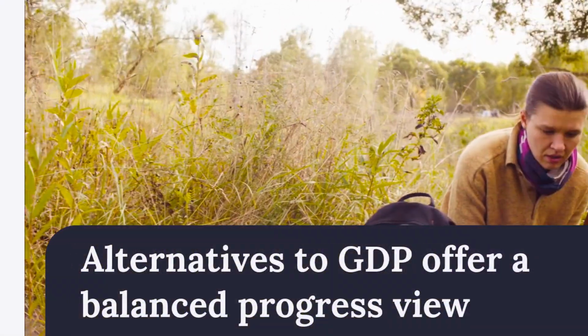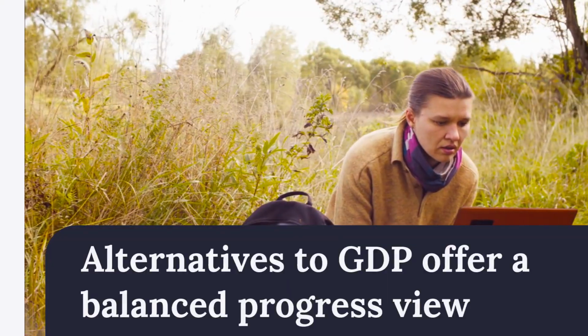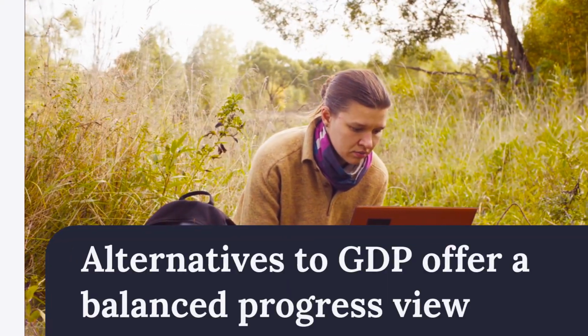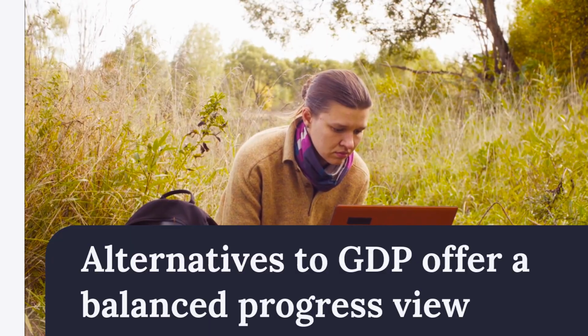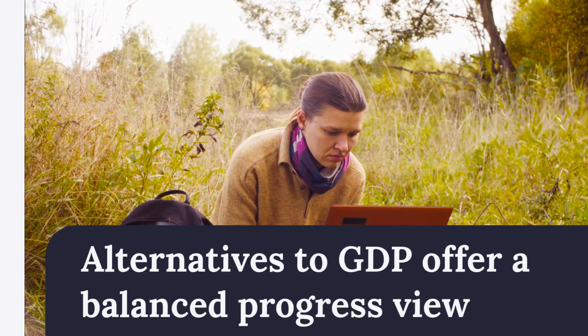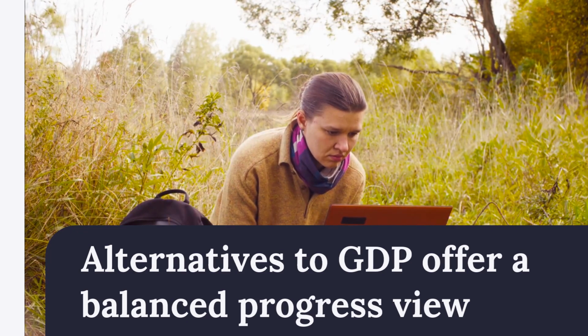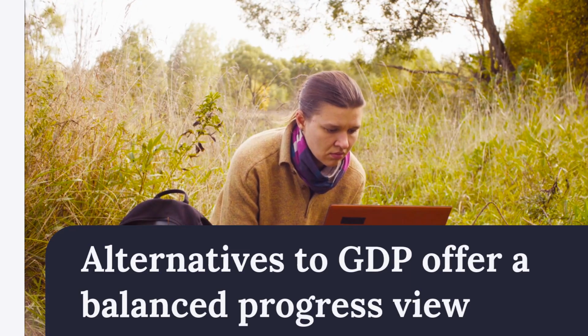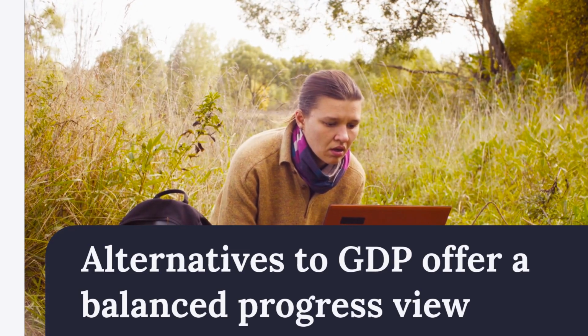Several alternatives to GDP provide a balanced view of progress. These include the Human Development Index and Genuine Progress Indicator. They account for well-being and environmental costs. Each has strengths and weaknesses. No single alternative fully replaces GDP.